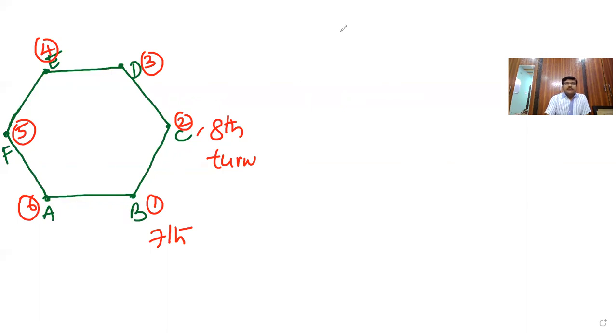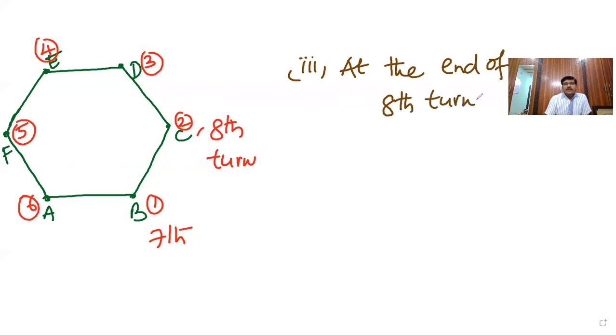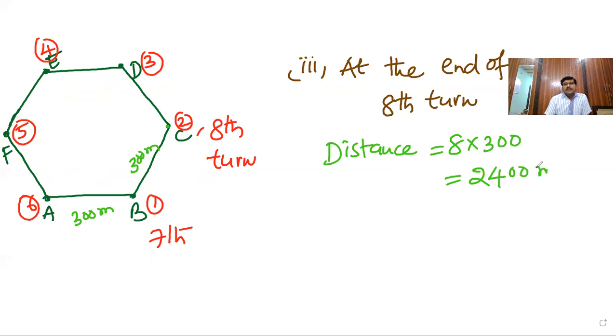At the end of the question, the third one, he says at the end of the 8th turn. First, he requires distance. Observe the 8th turn. A to B, B to C, C to D, D to E, E to F, F to A, again A to B. Every time it is 300 meters. Means how many times? 8 times 300. So total 8 into 300 is 2400 meters, the distance.